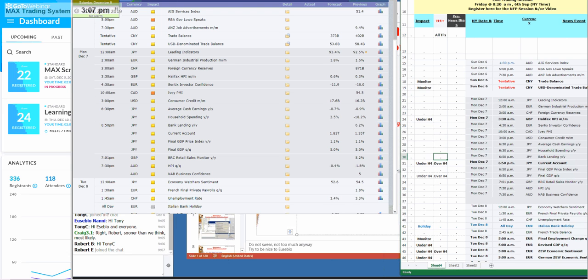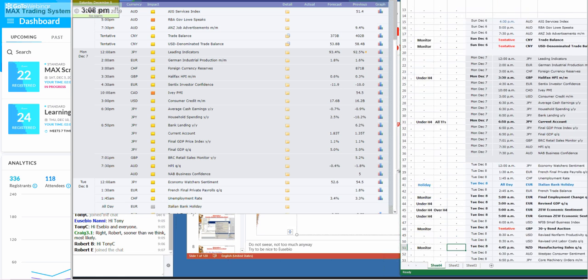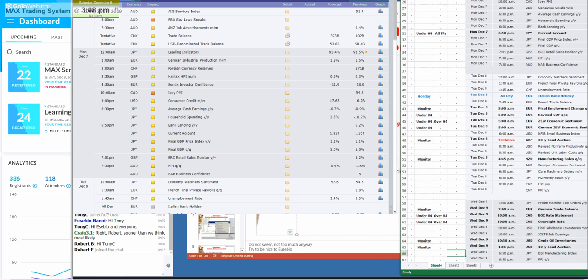Then we have the yen current account under H4 and all time frames. I will still monitor the yen final GDP. Oh no, it's the final GDP. No, I will not forget. I will not follow that. And that's it for Monday. Scrolling.